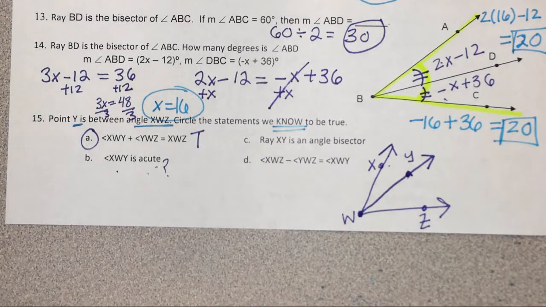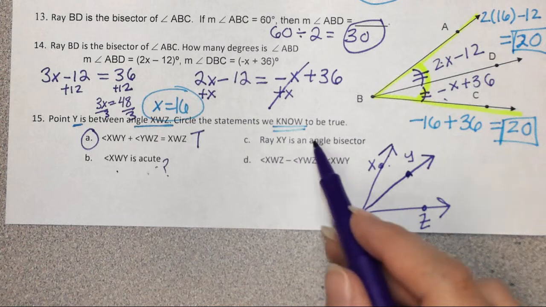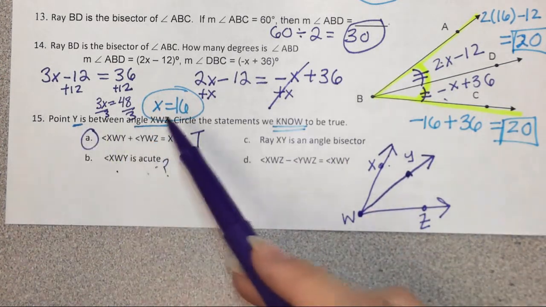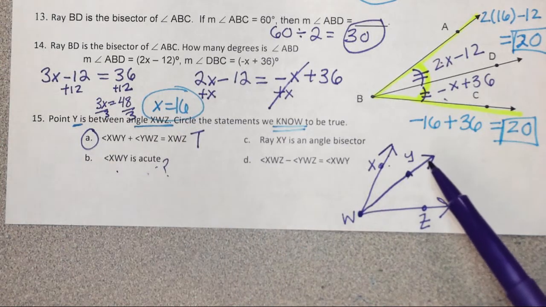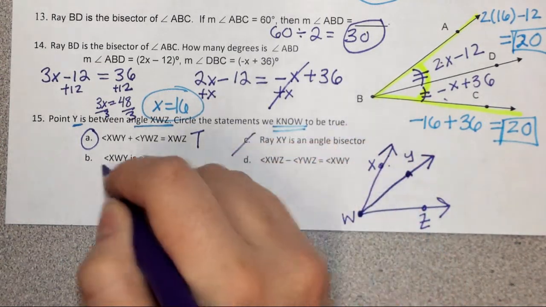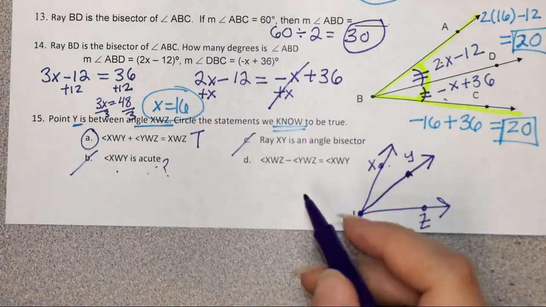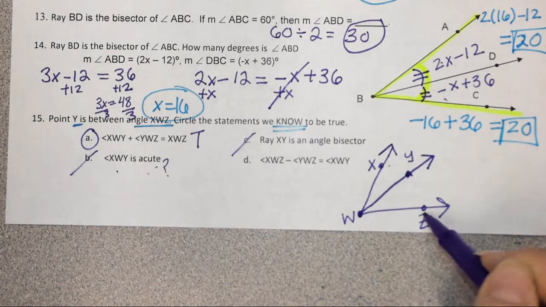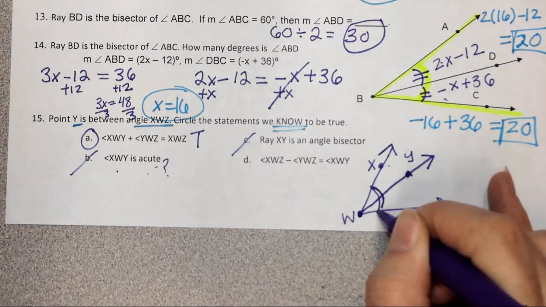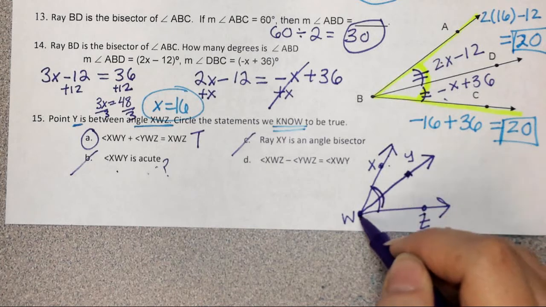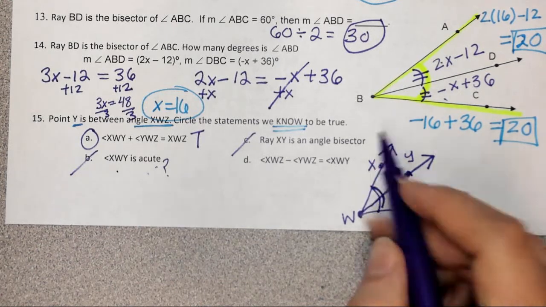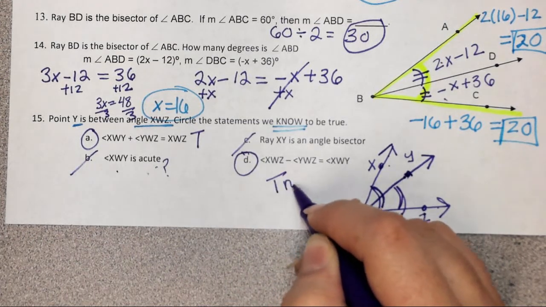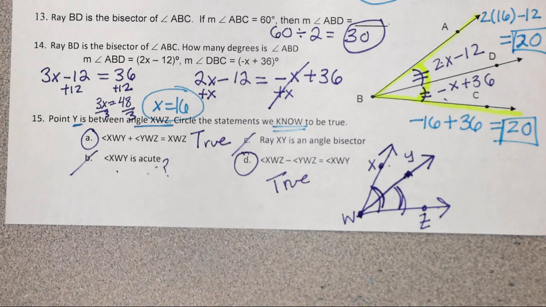Okay. C, right? XY is an angle bisector. Again, we don't know if it's perfectly in the middle. Nothing in this problem told us that this is exactly in the middle. So we don't know this to be true. Okay. Last one. XWZ, this angle here, minus YWZ, this angle here, is equal to XWY. Yes, this one we know to be true.